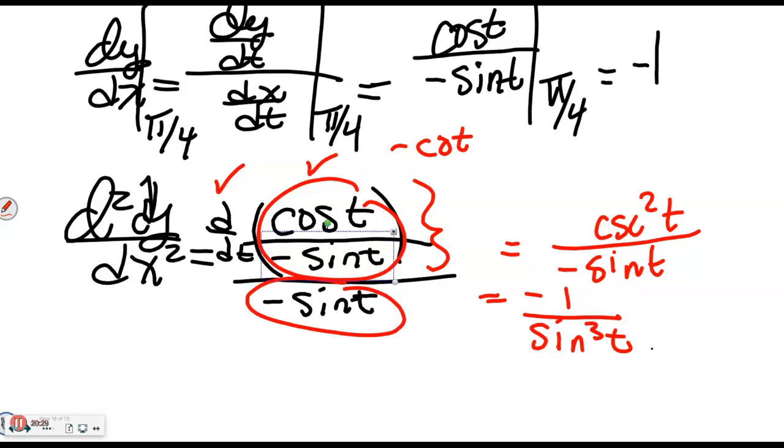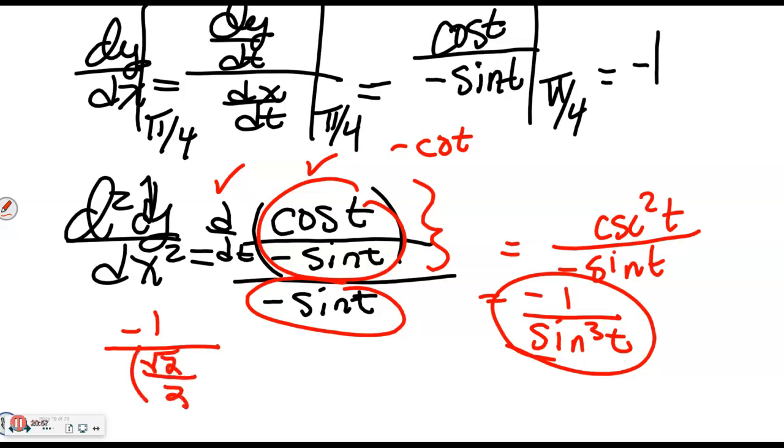I asked how to find the derivative of this. You could have done quotient rule, or you remember the derivative of cotangent. That's up to you. This is my answer, but I need to do it where? Pi over 4. So I actually have to do negative 1 over. And what's sine of pi over 4? What is it? Come on, help me out. Root 2 over 2. And I need to cube it.